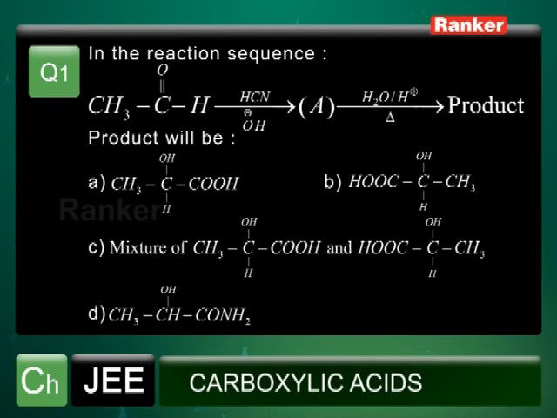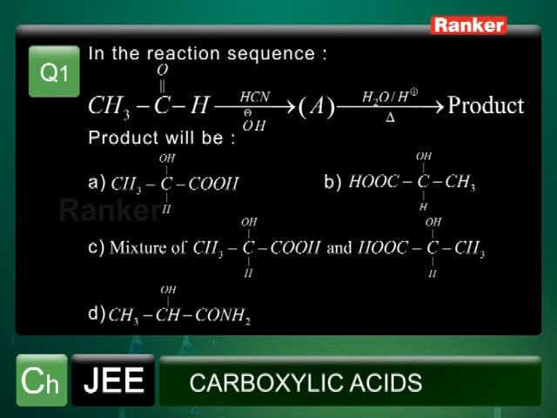But you see, B is also there. It is also the same acid, but the configuration is slightly opposite. So in C we have a mixture of both A and B. And D, hydroxyamide, is definitely a wrong answer. If more than one answer is allowed, A, B, C would all be right answers.